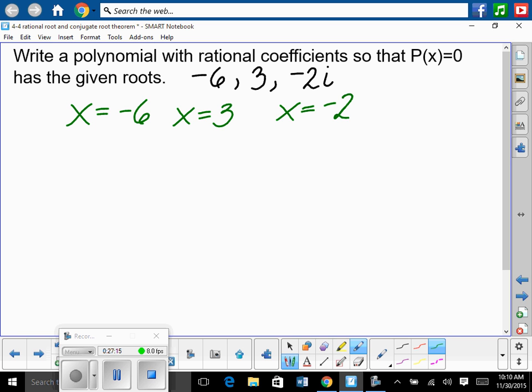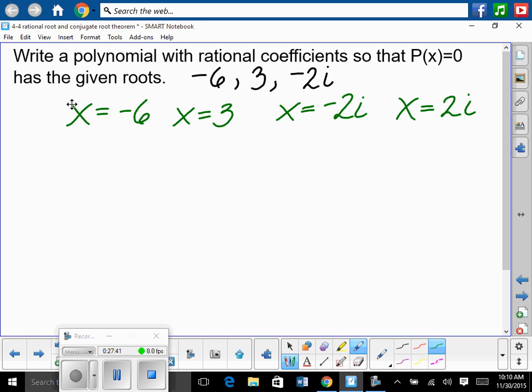Are there any other roots? No, there's not. If negative 6 is a root, is its conjugate also a root? If 3 is a root, x is equal also to positive 2i. Does everybody catch my gist? Okay, so these are our roots, right?